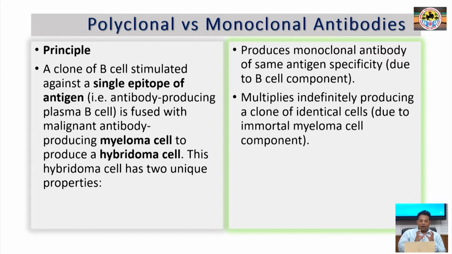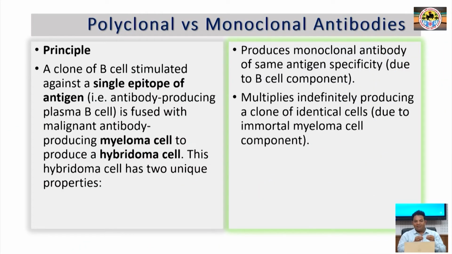So, again I am repeating that a clone of B cells stimulated against a single epitope antigen, that is, an antigen producing plasma B cell, is fused with a malignant antibody producing myeloma cell to produce a hybridoma cell. Hybridoma cell we can say hybrid. It is a hybrid of a single B cell and a myeloma cell. Okay. You should not confuse it with the beta cell, because that is available inside the islets of Langerhans.